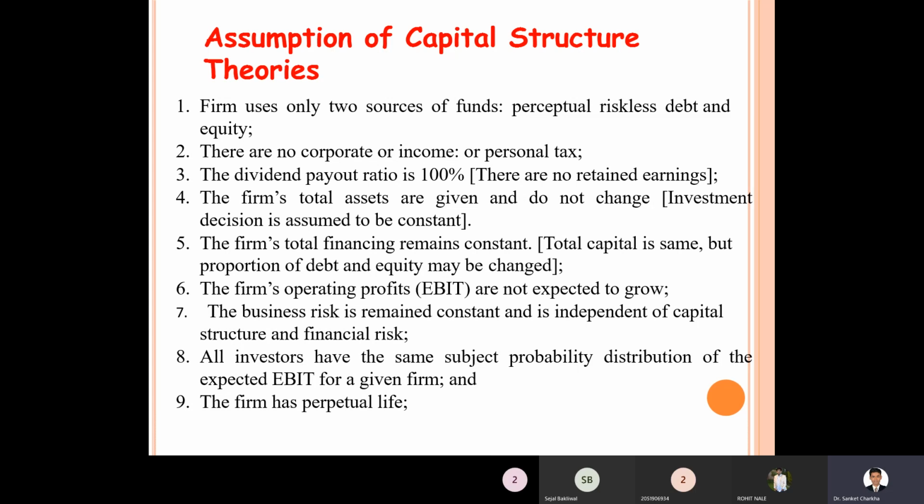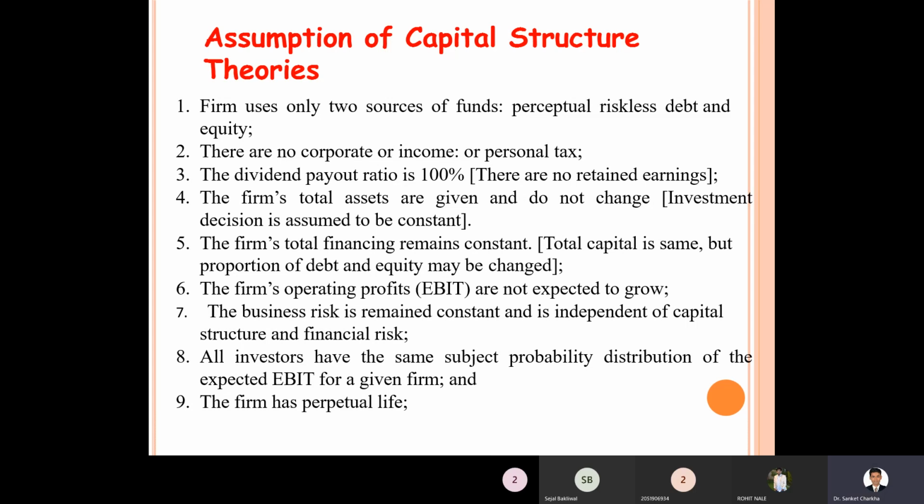Now, as a financial manager, you have to choose the sources of finance which involve minimum risk as well as minimum cost of capital. With minimum risk and minimum cost of capital, you can optimize and utilize the sources of funds that are available. Next, the assumptions of capital structure theory.